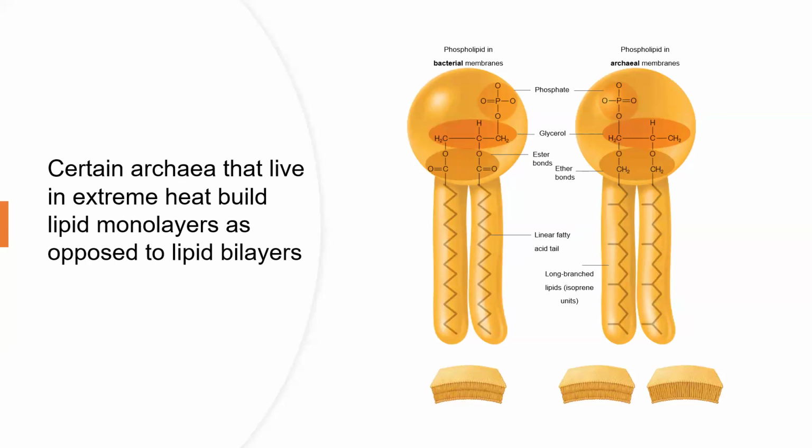And some archaea actually have a monolayer, and the way that works is that they have a phosphate group up here. They have this phosphate head, and then down here they have another phosphate head. So they still have their fatty acid chains, but they're connected by two phosphate heads. You can kind of see that down here. So it's a monolayer because it's only one set of fatty acids instead of being a bilayer like this, where you have two sets.